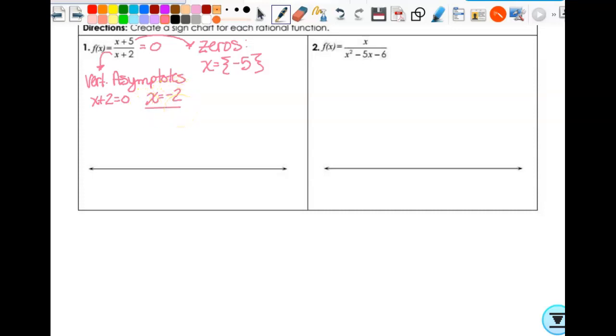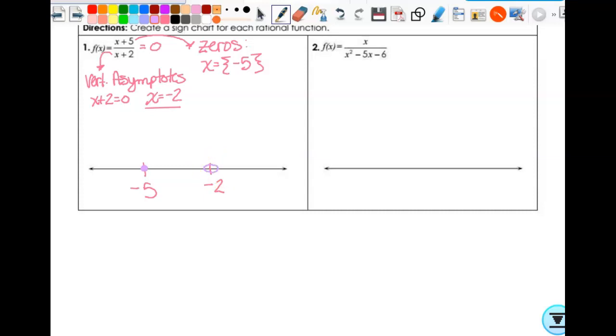That is an equation of a line, not a statement about an x value. Which I know looks the same as the statement of an x value, but you have to know in context what you have there. Okay? Everybody with me so far? So I have two things that go on my sign chart. I have -5 and I have -2. So -5 is a 0, so it gets a closed circle. -2 is an asymptote, so it gets an open circle.